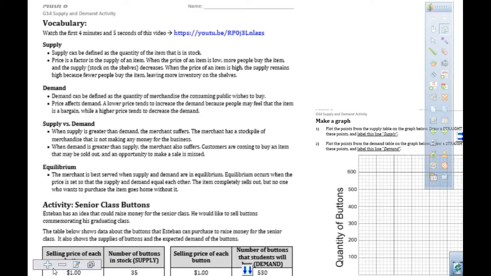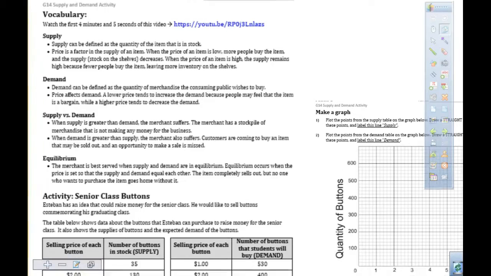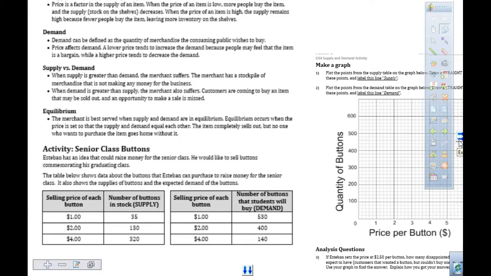What you're going to be asked to do, if you look at the bottom of this first page, on supply and demand, is look for the equilibrium. The activity says that Esteban has an idea that could raise money for the senior class. He wishes to sell buttons commemorating his graduating class. The table below shows the amount of buttons that Esteban can purchase to raise money for his senior class. It also shows the supplies of buttons expected upon demand.